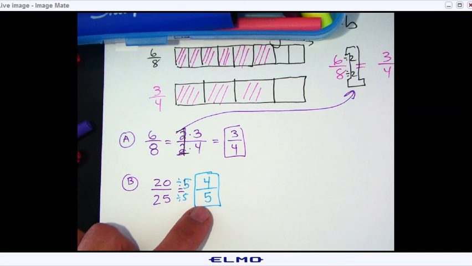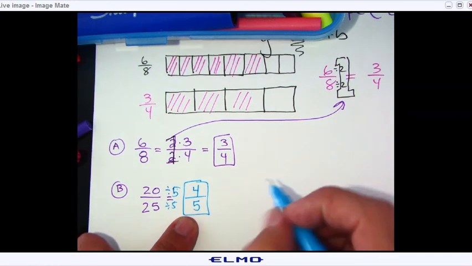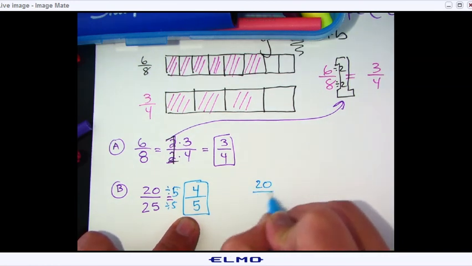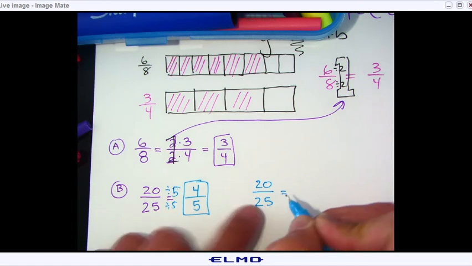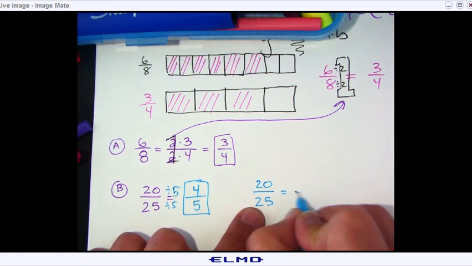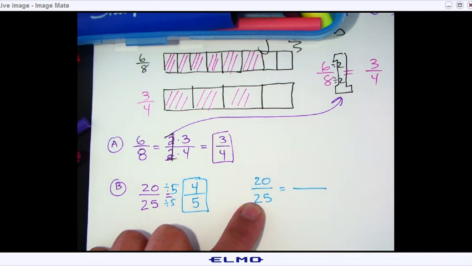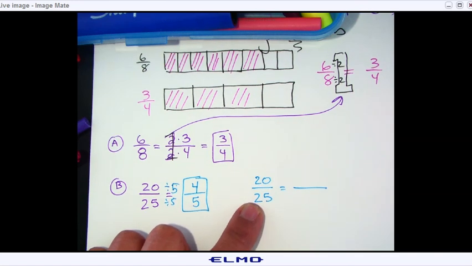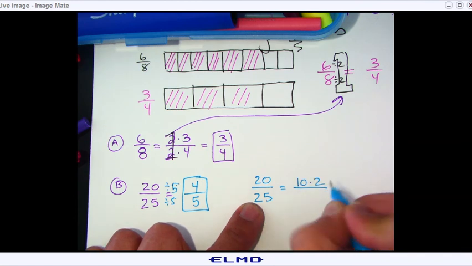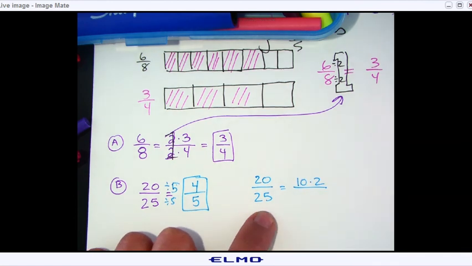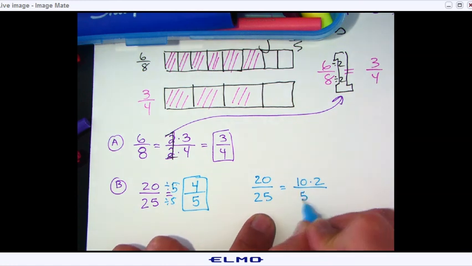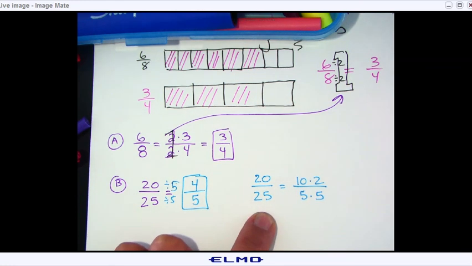Now, mister, I don't understand division. All right, there's another way. You could do your multiplications. Okay? What are your multiplications of 20? 10 times 2. But mister, what about 4 times 5? All right, we'll use that one right now. So let's do 10 times 2. Right? Now, what are your multiplications of 25? 5 times 5. But mister, there's no giant 1.